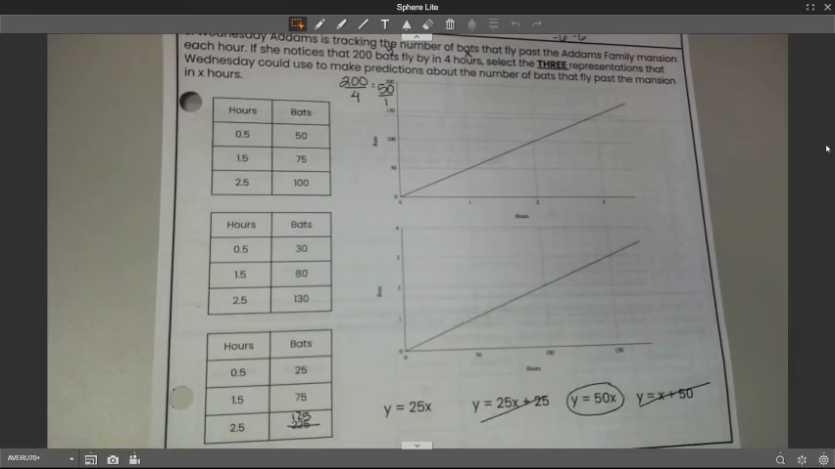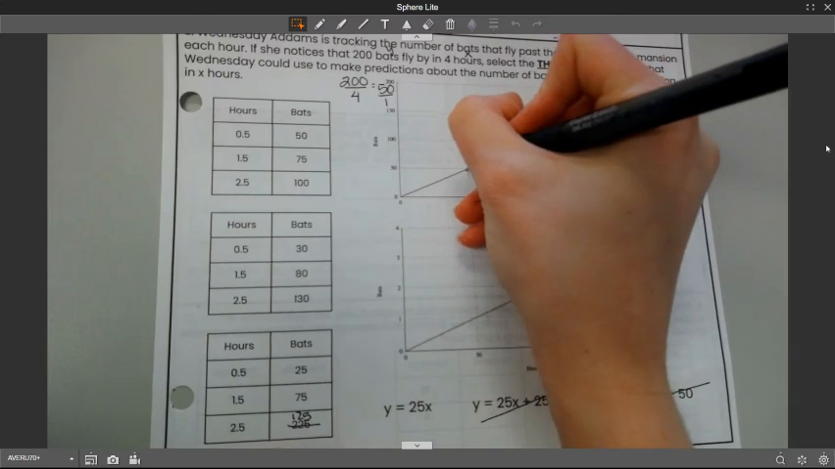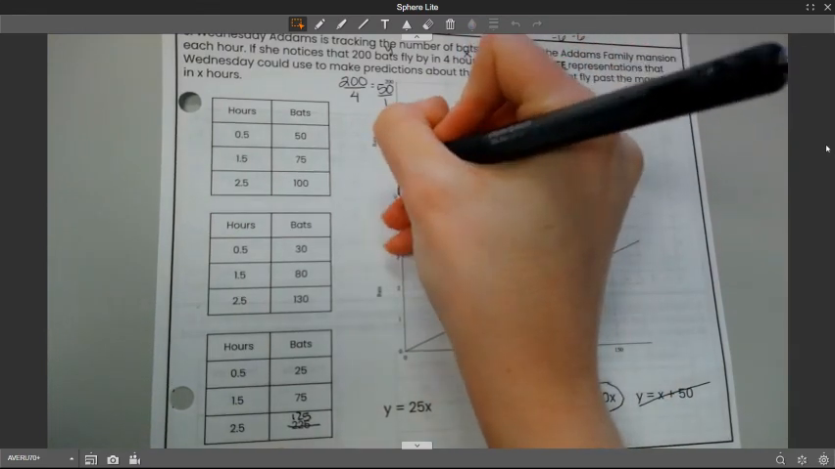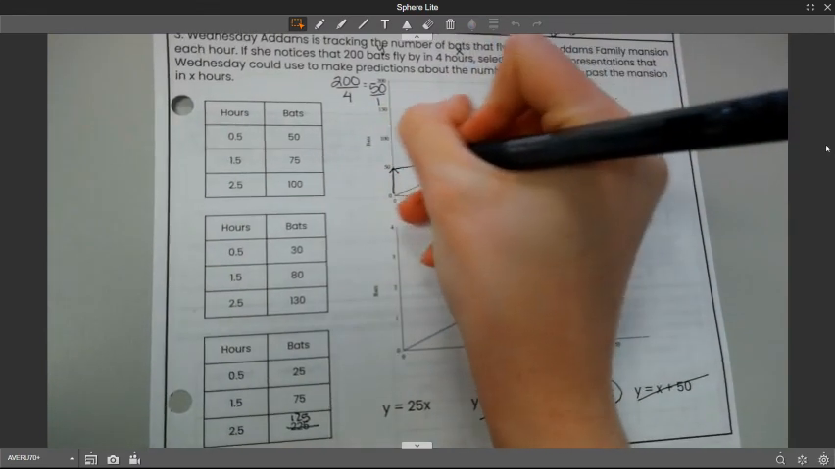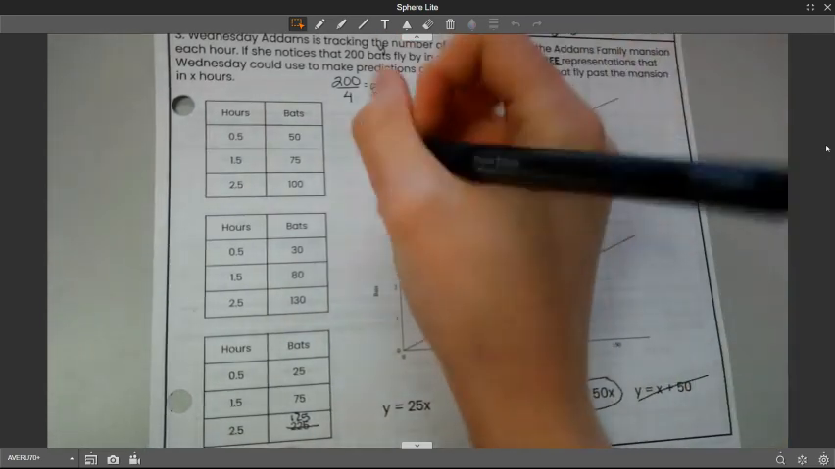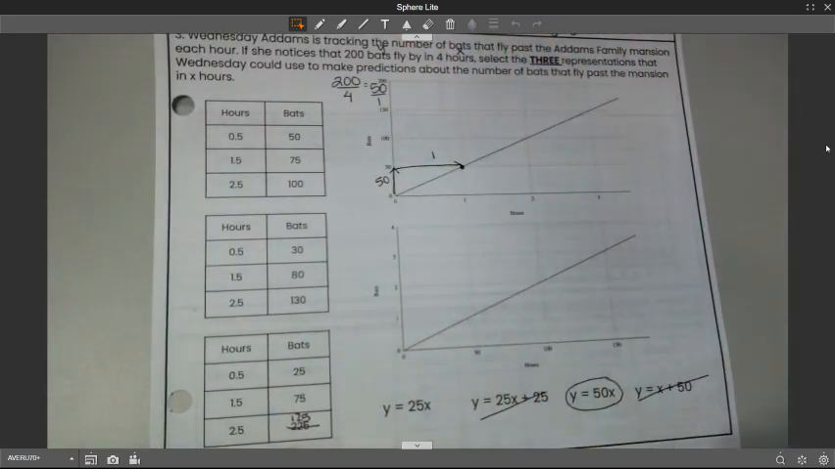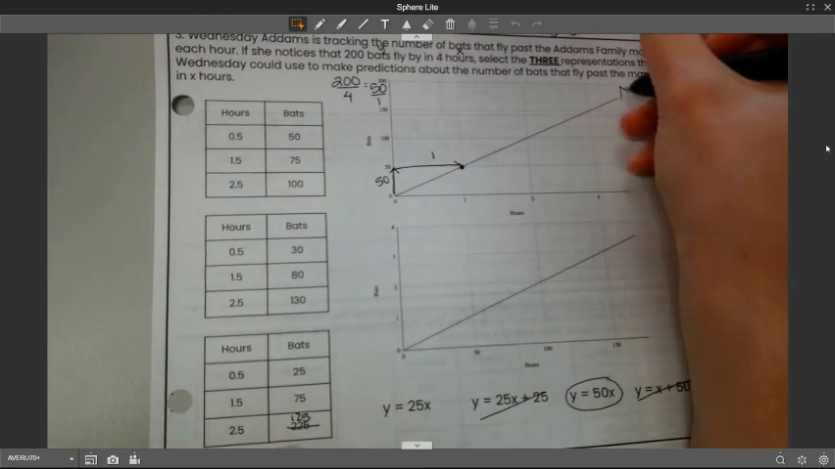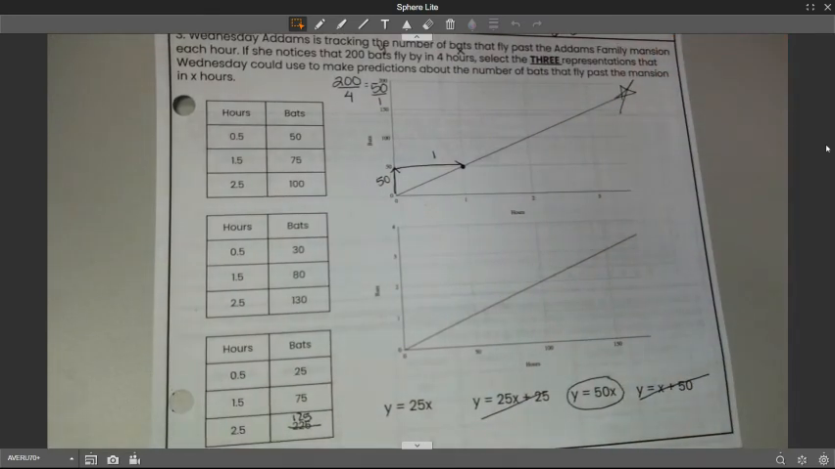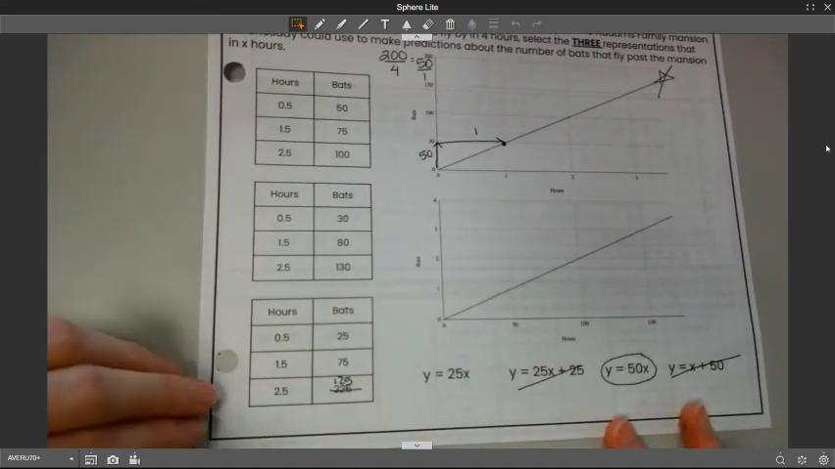So now we need to find the table and the graph. So here I can see I have a perfect point at 150. That means I rise 50 and I run over 1 if I pay attention to the scale. So we're rise over run. That would be 50 over 1. So this graph would make sense. Okay, so I have an equation. I have a graph. Now I need to find a matching table.